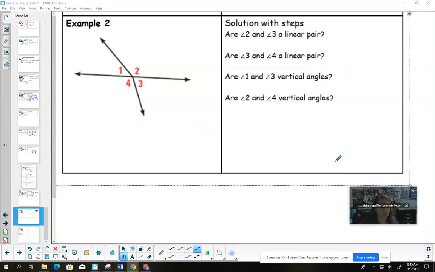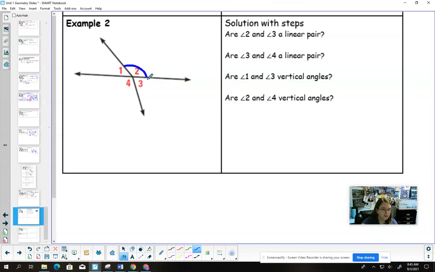Let's try some more in this picture. We're looking for 2 and 3. So I want you to mark 2, mark 3. See if we make a perfect half circle. If we do, we say yes, they add to 180. If not, then they're not a linear pair. So mark 2 and 3 and see what you get.